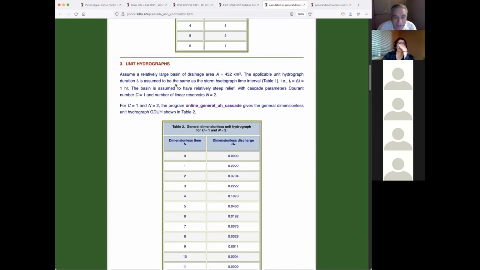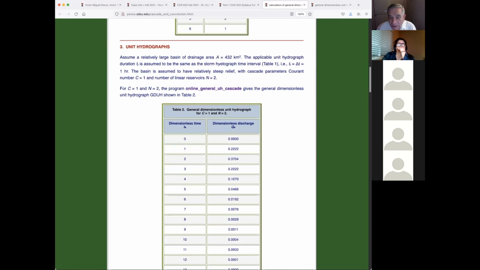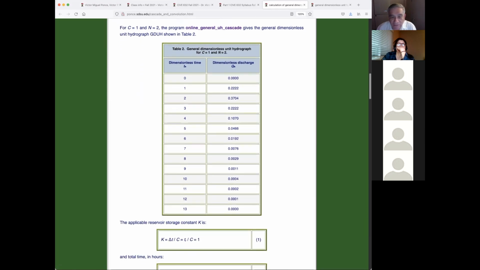The same thing. The basin is assumed to have a relatively steep relief. We're going to do a calculation in here. So if it has steep relief, the Courant should be high. So the Courant is 1. It cannot be more than 2. So 1 is good. And the number of reservoirs should be low. So in here, N is 2. It's not 1, it's not 3, it's 2. Okay, so then we have the program that generates the dimensionless unit hydrograph in here.